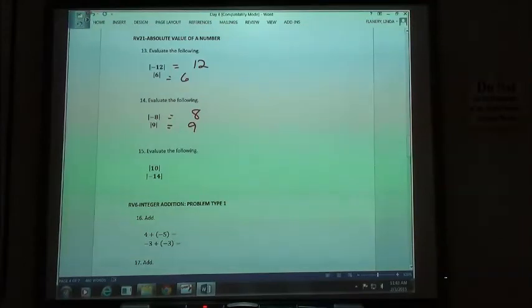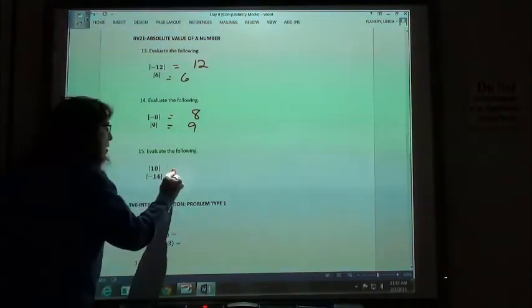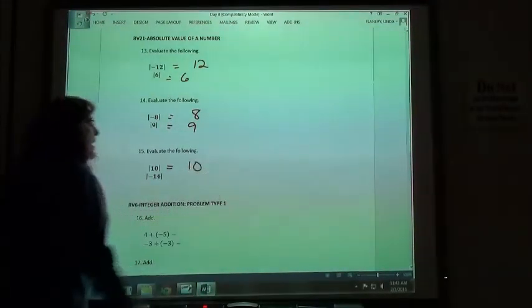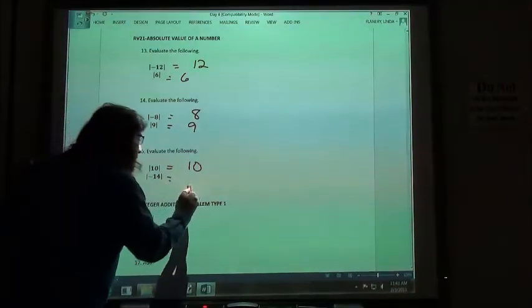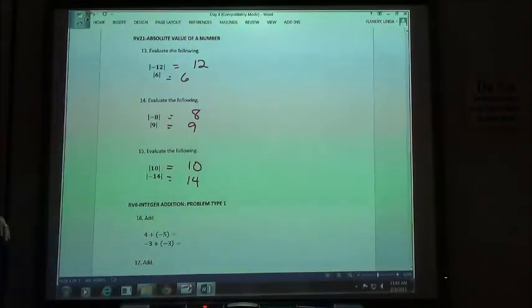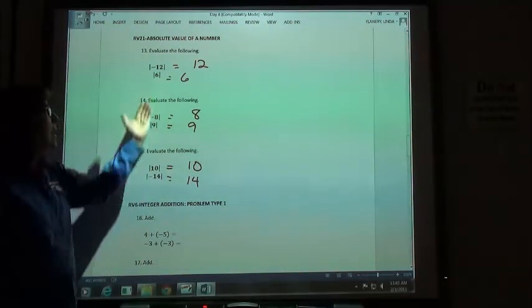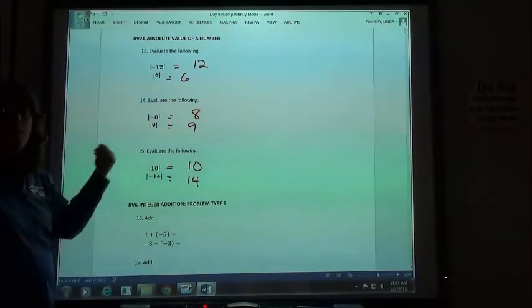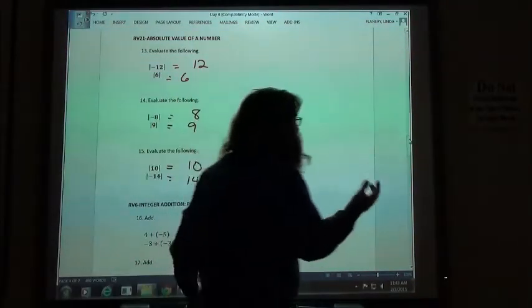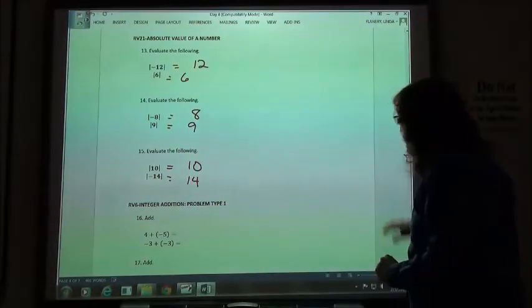So you said the absolute value of 10. How far is 10 from 0? It's 10 places. What's the absolute value of negative 14? Well, negative 14 is 14 places from 0. So the absolute value of negative 14 is 14. So those straight up and down bars mean absolute value. How far is that number from 0? Always is going to be a positive answer, or 0 if you happen to have 0.